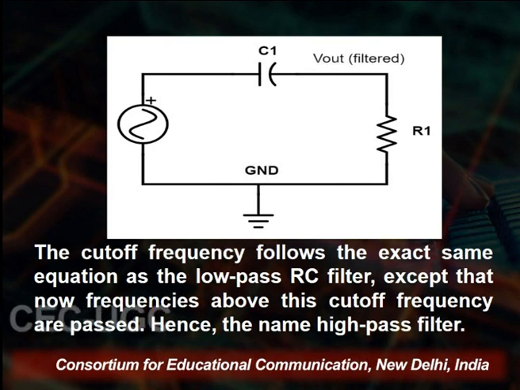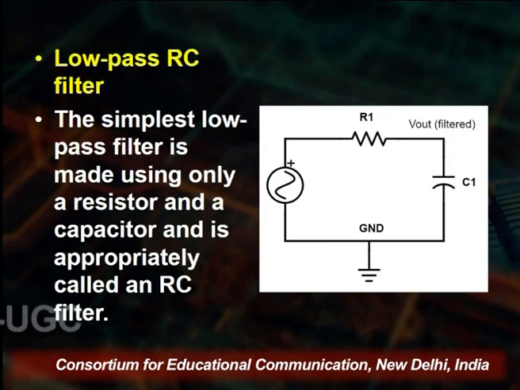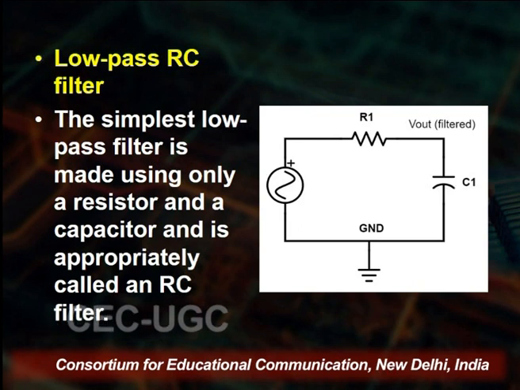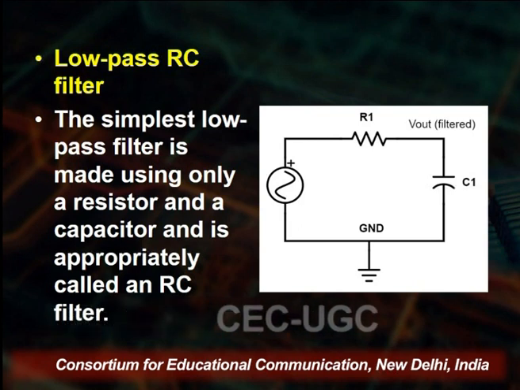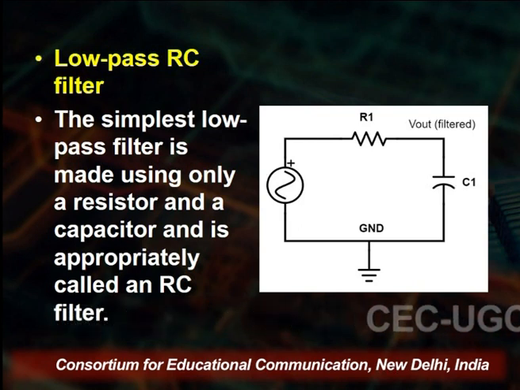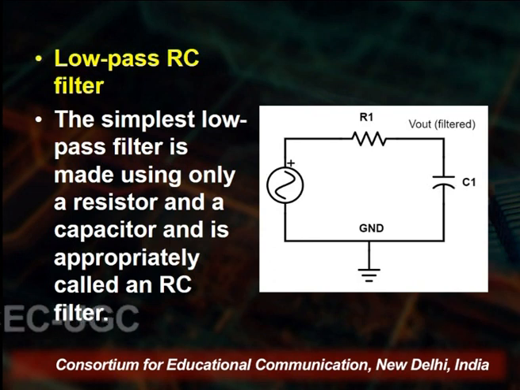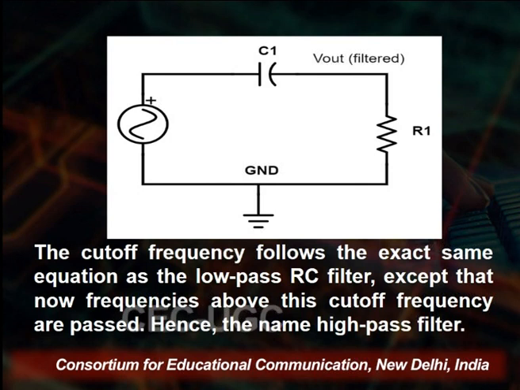You see on the screen, just look at the upper side. In the previous diagram we had the resistor on the upper side and the capacitor on the right-hand side, but here we just changed the positions: C1 is on the upper side, and on the right-hand side we have R1. It means the high frequency signal will be passed and the low frequency signal will be blocked.